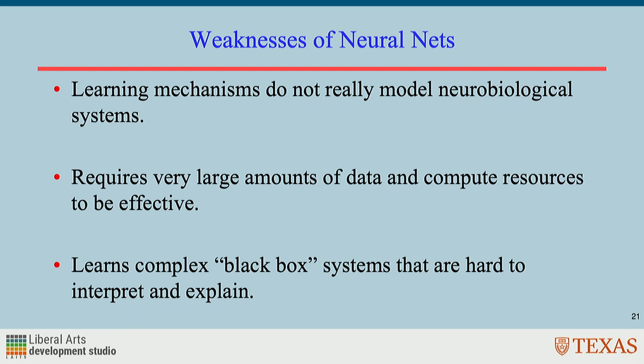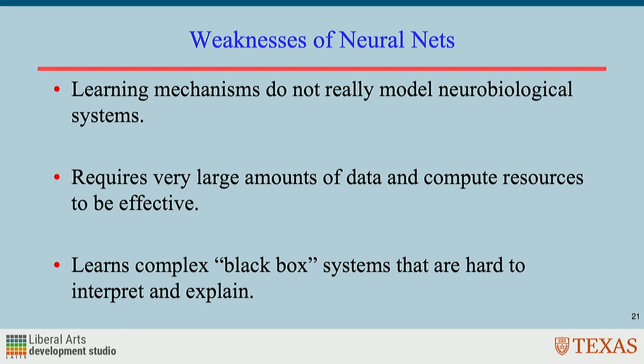It requires very large amounts of data and compute resources to adjust all these weights in these huge networks from large amounts of training data. It takes a lot of compute resources and a lot of data to effectively train these deep networks with these billions of parameters.